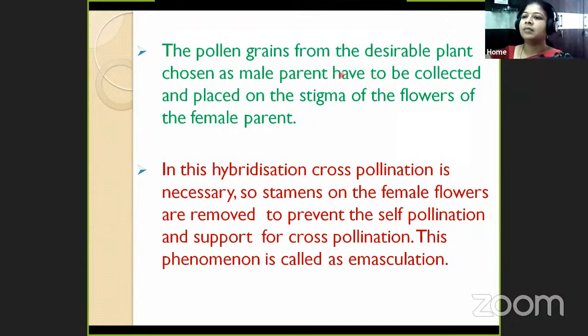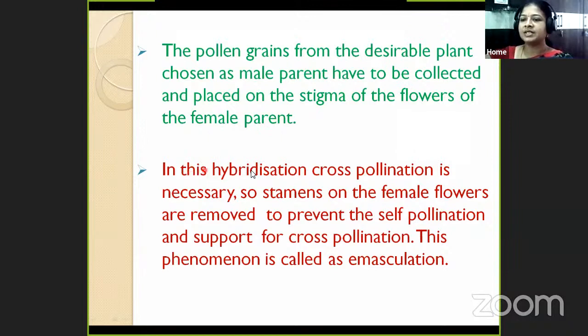The pollen grains from the male parent have to be collected and placed on the stigma of the flower of the female parent. Female parent means the ovulate parent. It consists of ovules and the female gametophyte. It is considered the female parent. Pollen grains collected from the male parent are kept on the stigma of the flowers of the female parent.